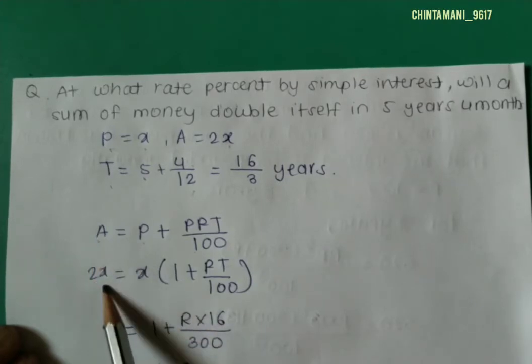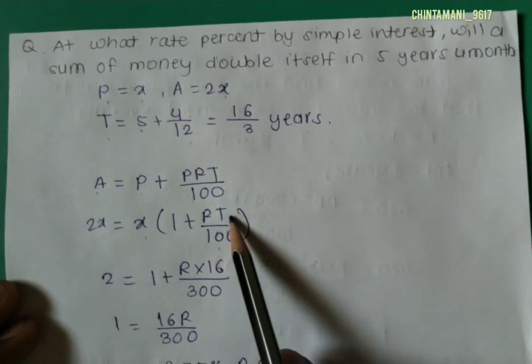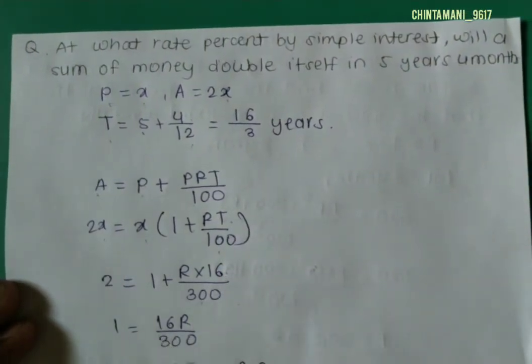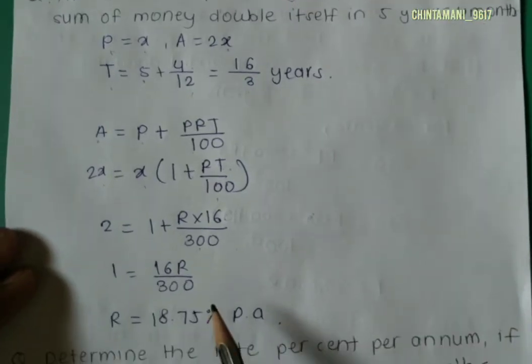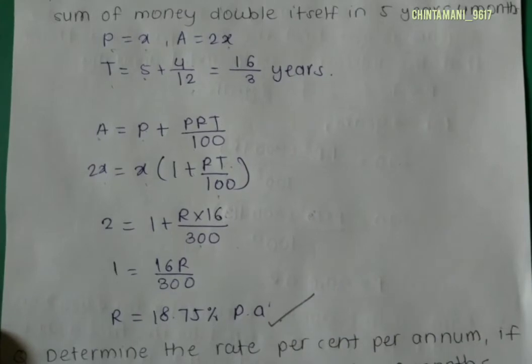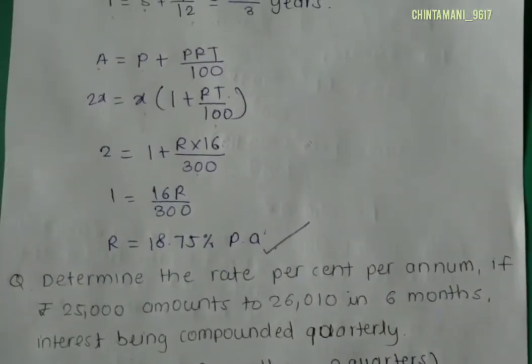Similarly, A is equal to 2x, P is equal to x, 1 plus RT by 100. We know the time period, that is 16/3. So the rate will be 18.15% per annum. As simple as that, without wasting any time. So let's move to the next question.